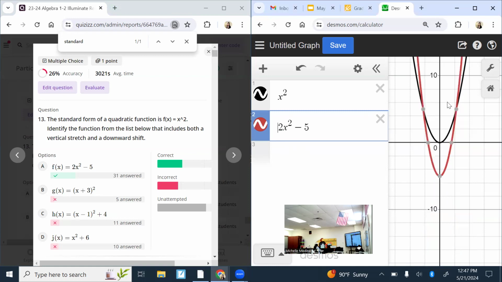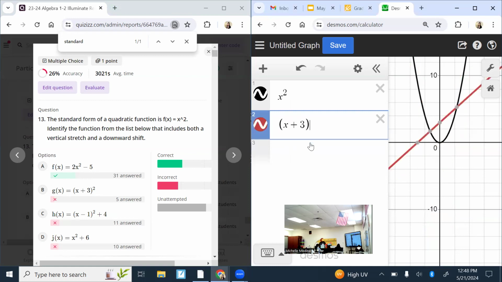We want the one that is more narrow and shifts downward. So if that one was the right answer, 2x squared minus 5. The others, if I were to type it in, this one is a shift to the left only, nothing else. Option C, when you compare it to the parent function, you could see it's moving up and to the right. And option D, when you compare it to the parent function, is only moving up. So parent function's your original, everything else is a transformation of it.